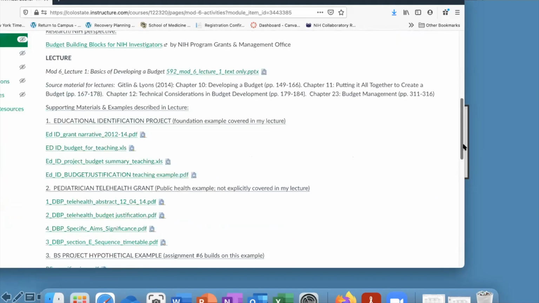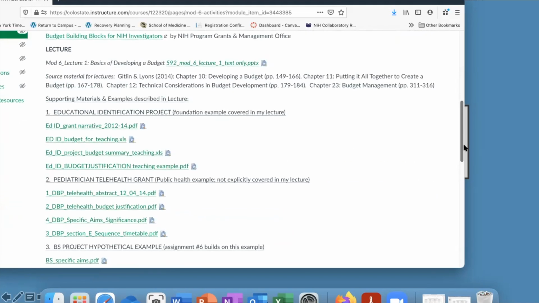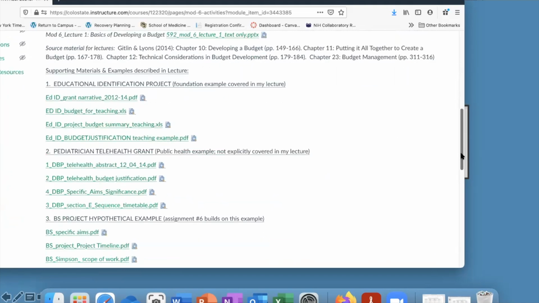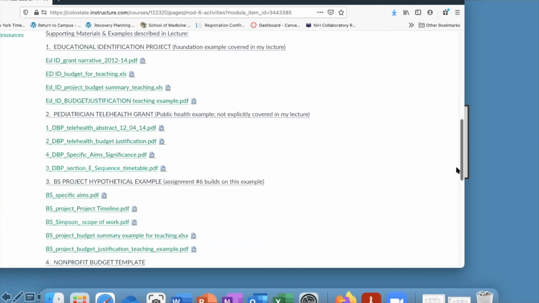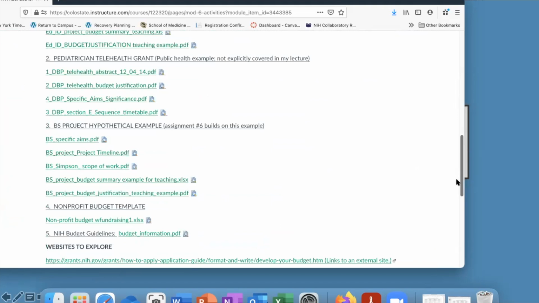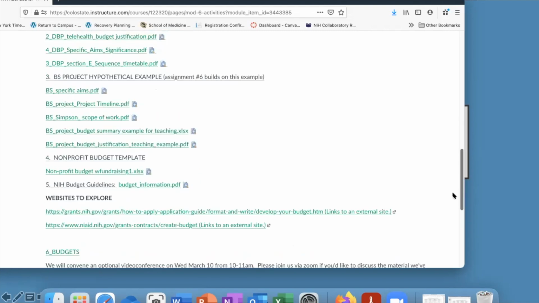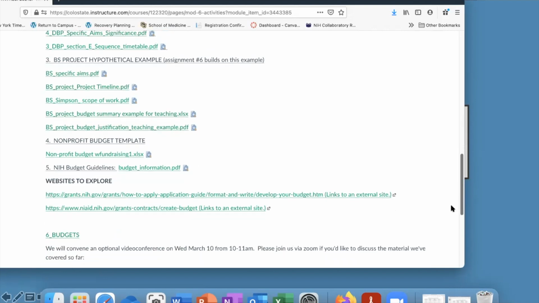Then the other things I wanted to point out is we've got the educational identification that I just covered. Then I've included another example from public health, and then another one on the hypothetical example built on that Simpsons thing that your assignment is about, and then a couple of tools you might find useful. So the first is a spreadsheet built by a nonprofit leadership group as a kind of template, and the second has to do with the NIH budgets.